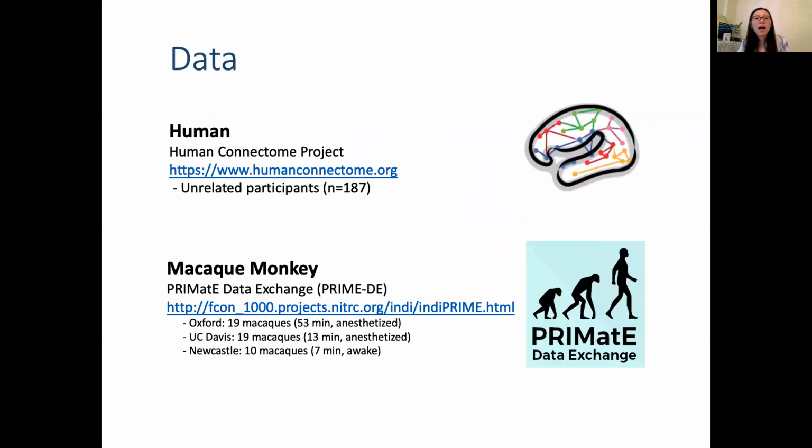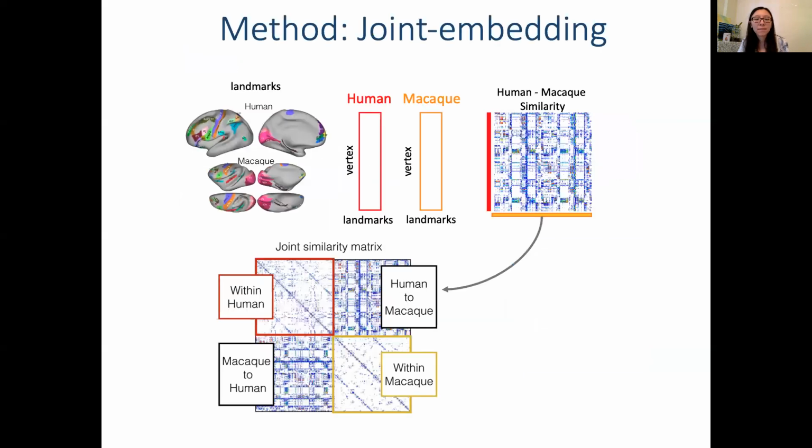So here, I use two publicly available datasets to do the analysis. For human, it's the Human Connectome Project, and for macaque monkey, it's the Primate Data Exchange consortium. Instead of using diffusion embedding for each species to match the gradients afterwards, here we propose a joint-embedding approach, which can extract the matched gradients in human and macaque simultaneously.